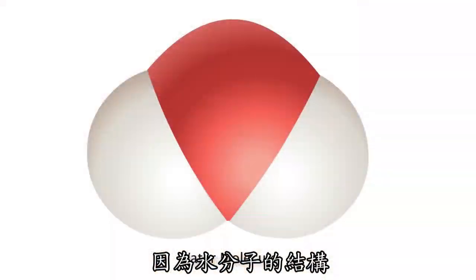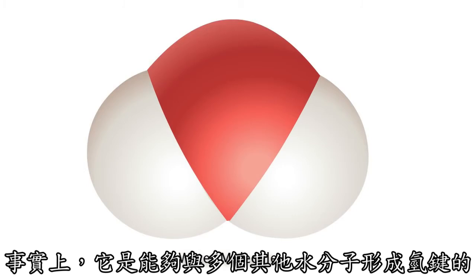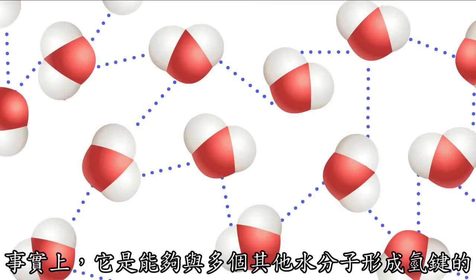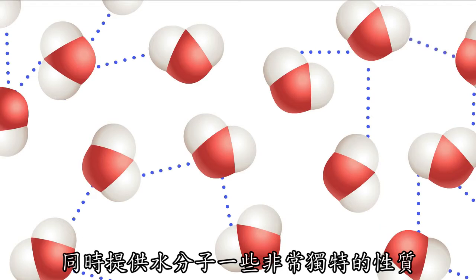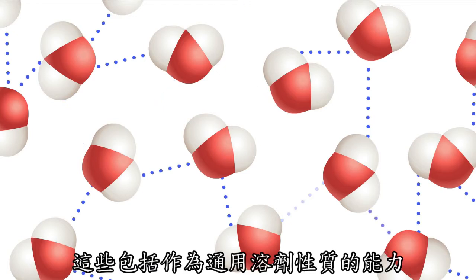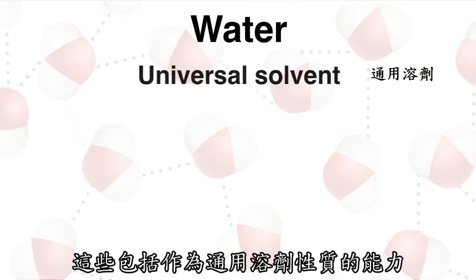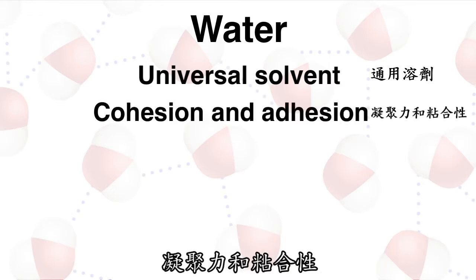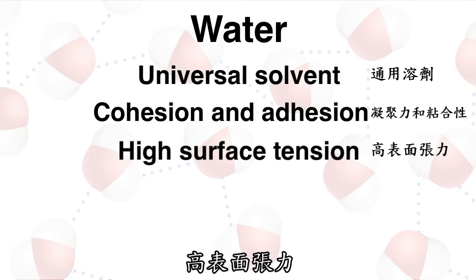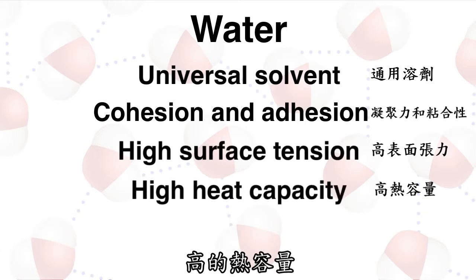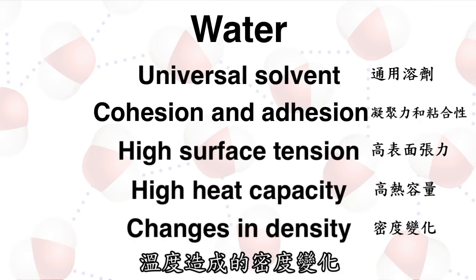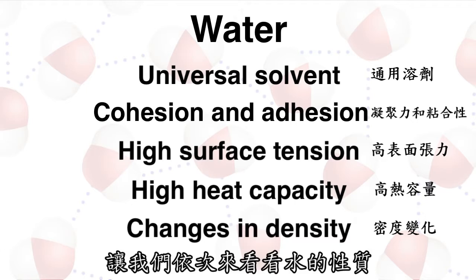The structure of a water molecule and the fact that it is capable of forming hydrogen bonds with multiple other water molecules simultaneously provides water molecules with some very unique characteristics. These include the ability to act as a universal solvent, the properties of cohesion and adhesion, a high surface tension, a high heat capacity, and changes in density based on temperature. Let's take a look at each of these in turn.